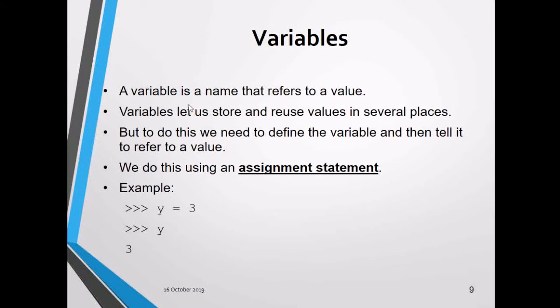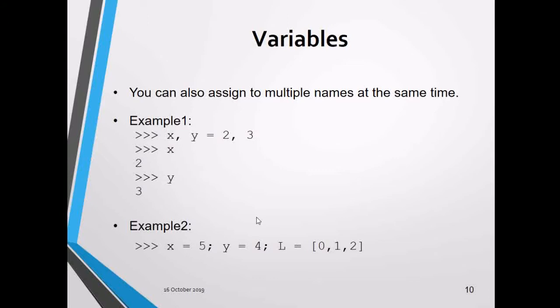A variable. A variable is a name that refers to a value. It is a stored value that can be reused in several places. So we just use an assignment statement. Assignment, this is the equal sign. I use it as assignment. I just give the variable a value that the computer can understand and work with. Here is assignment to multiple names at the same time.